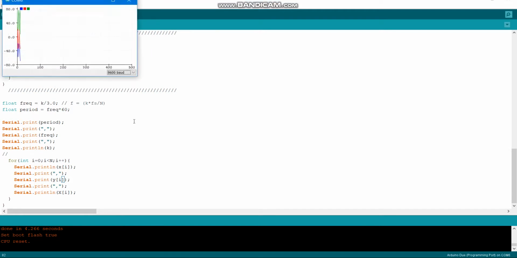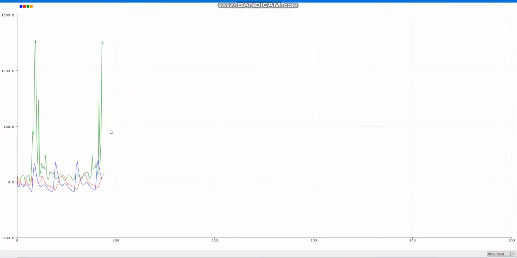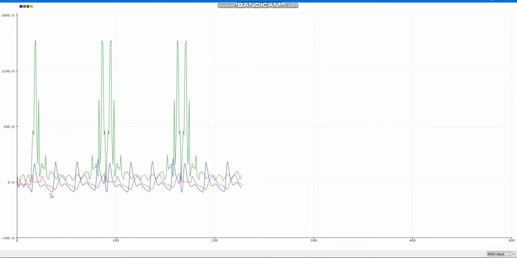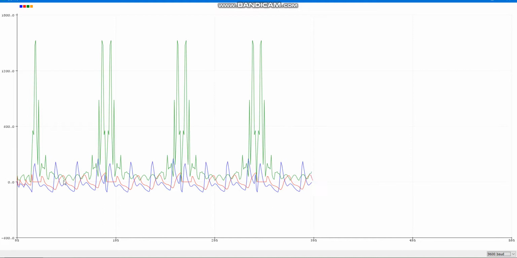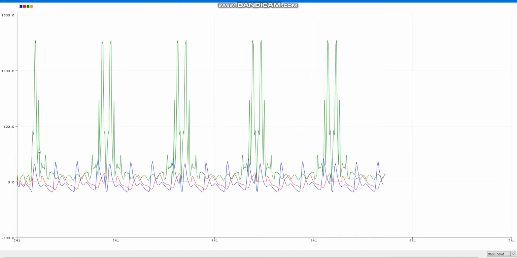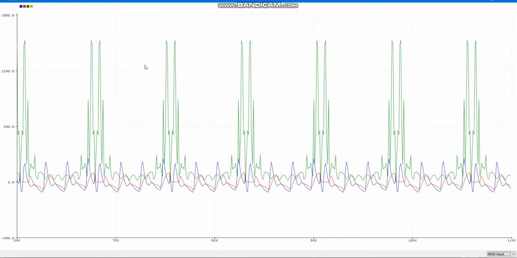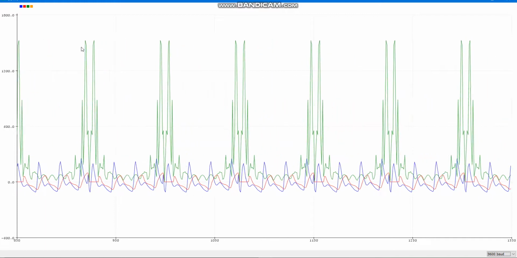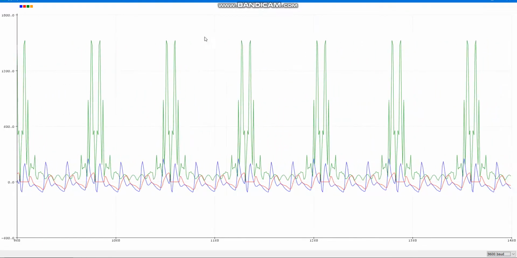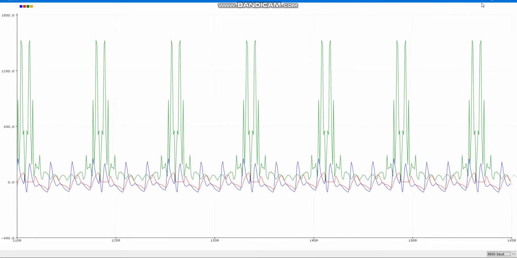I have already uploaded the code. Let us see what the serial plotter shows. Here we can see that the green one is the DFT of the input signal, which is given by the blue one. The red one is the moving average filter, and here we can obtain a nice DFT graph. We can see that it is symmetric, and the first and the second peaks lie on either side. So we are using the value of the first peak.